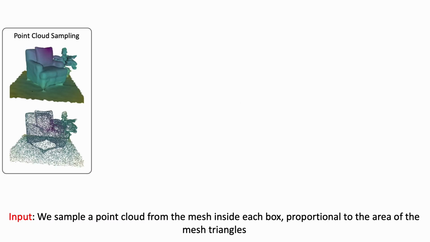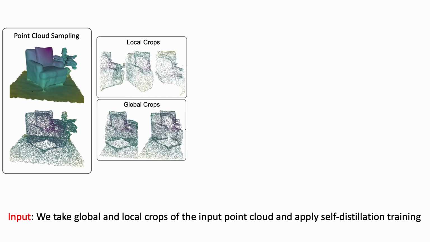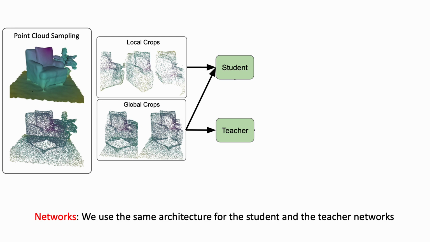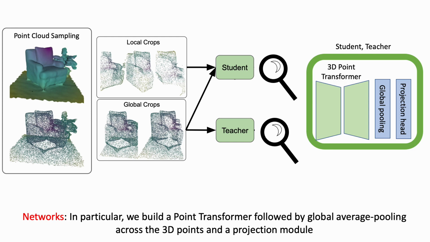Input. We sample a point cloud from the mesh inside each box proportional to the area of the mesh triangles. We take global and local crops of the input point cloud and apply self-distillation training. All crops are fed to the student while the teacher is only given the global crops. We use the same architecture for the student and teacher networks. In particular, we build a point transformer followed by a global average pooling across the 3D points and a projection module.